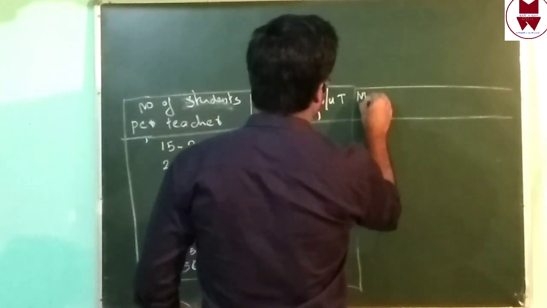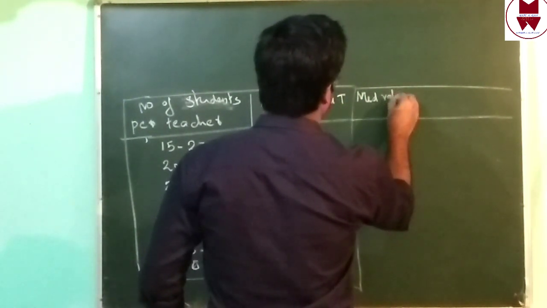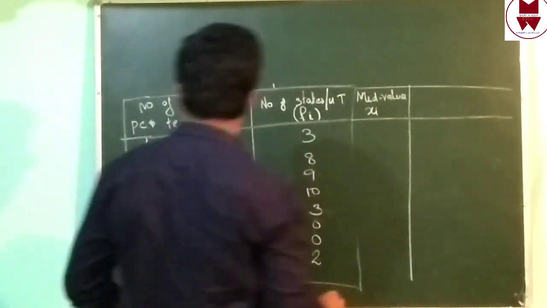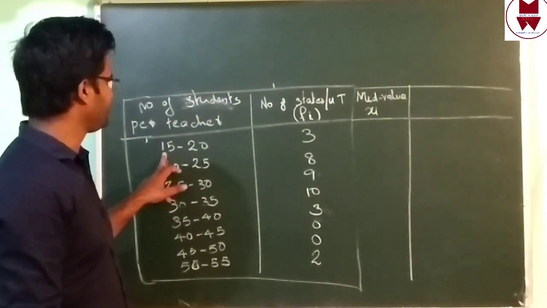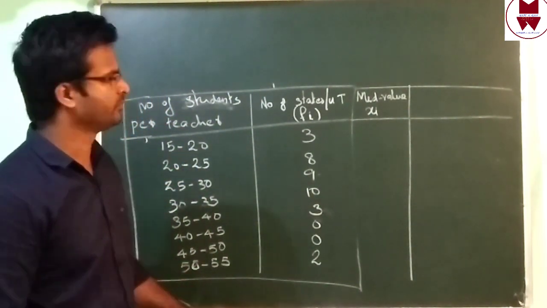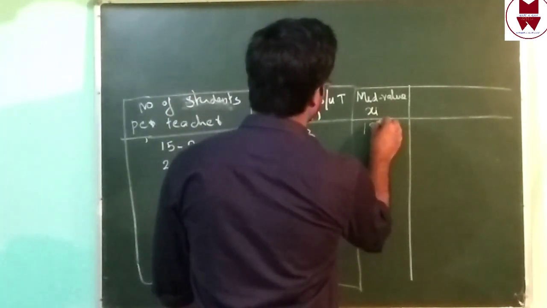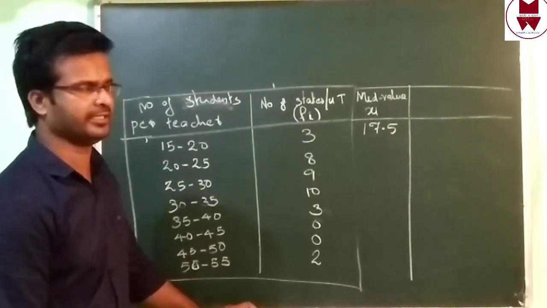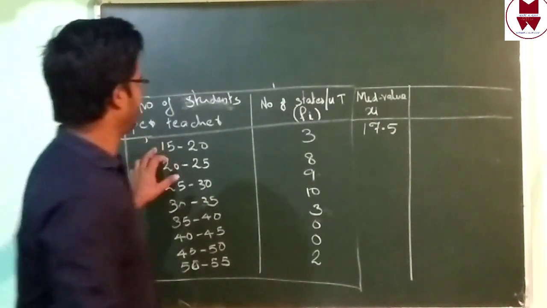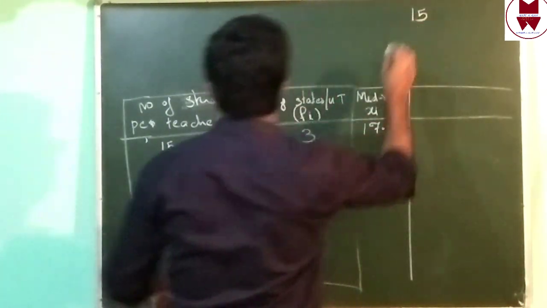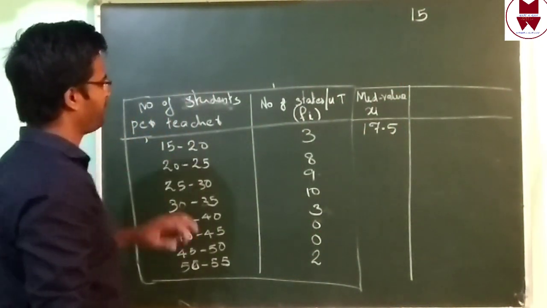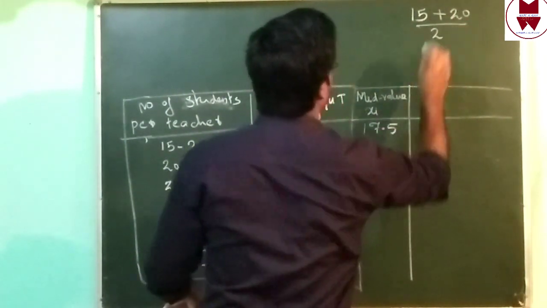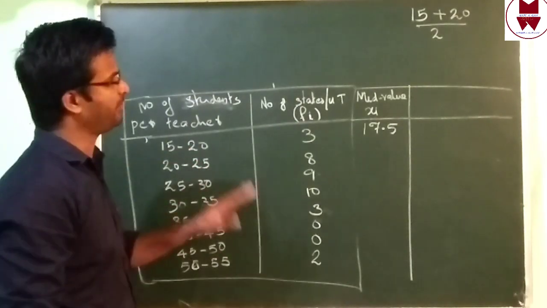Mid value, next column, mid value, then that is xi. In between 15 and 20, which number? That will be 17.5. In between 15 and 20 is 17.5. How you will get this one? We can add this lower limit. Lower limit means 15 plus upper limit. Upper limit means 20. Divide by 2. 15 plus 20 divided by 2.